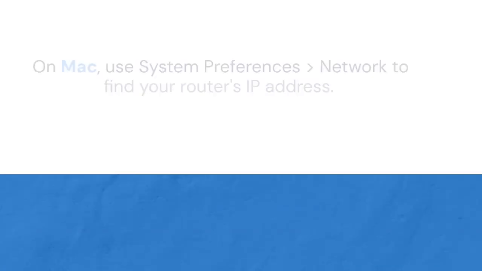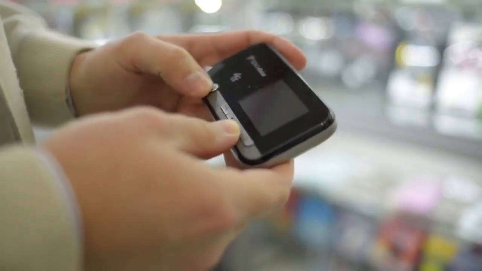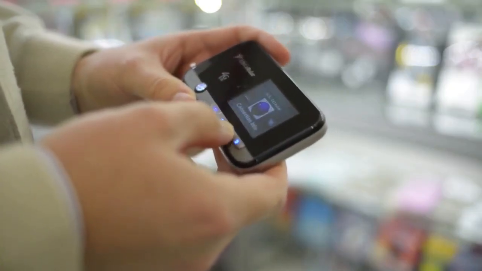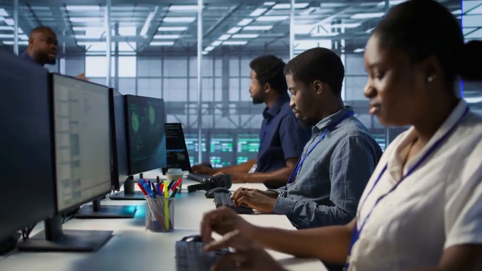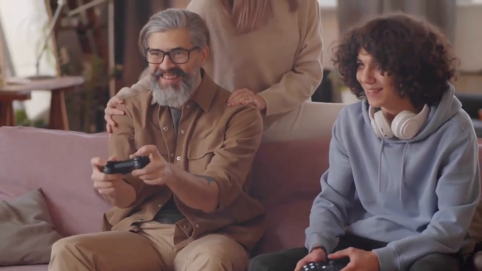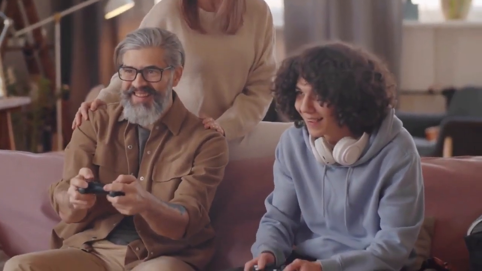To find your router's IP address, you usually can type ipconfig in the command prompt if you are on Windows. On Mac, you can find the router's IP address via System Preferences in Network. Once you have the router IP address, type it into your web browser's address bar. You'll be prompted to enter your username and password. If you haven't changed it, the default username and password are often printed on a sticker on your router.